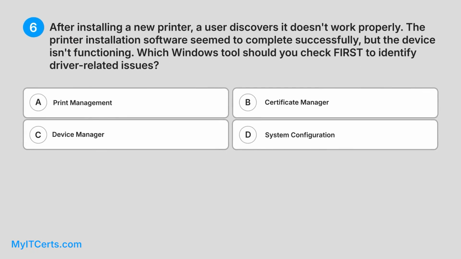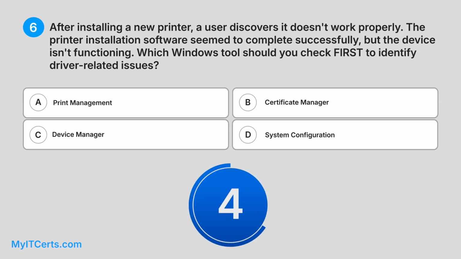6. After installing a new printer, a user discovers it doesn't work properly. The printer installation software seemed to complete successfully, but the device isn't functioning. Which Windows tool should you check first to identify driver-related issues? A. Print Management. B. Certificate Manager. C. Device Manager. D. System Configuration. What do you think is the answer?